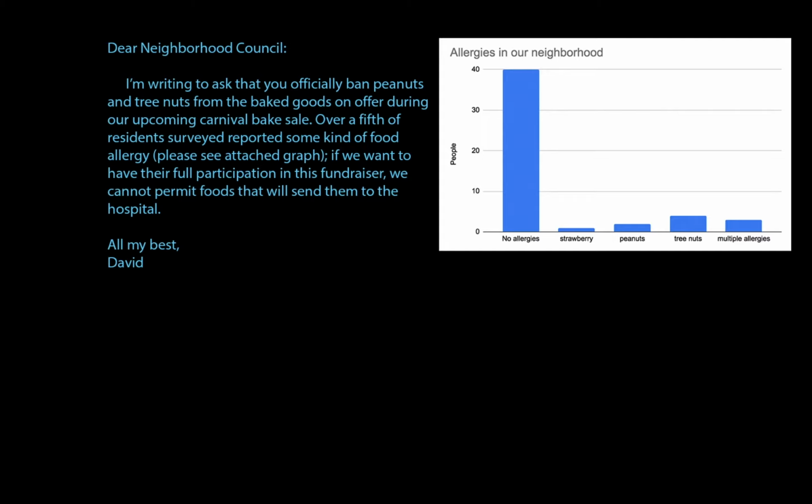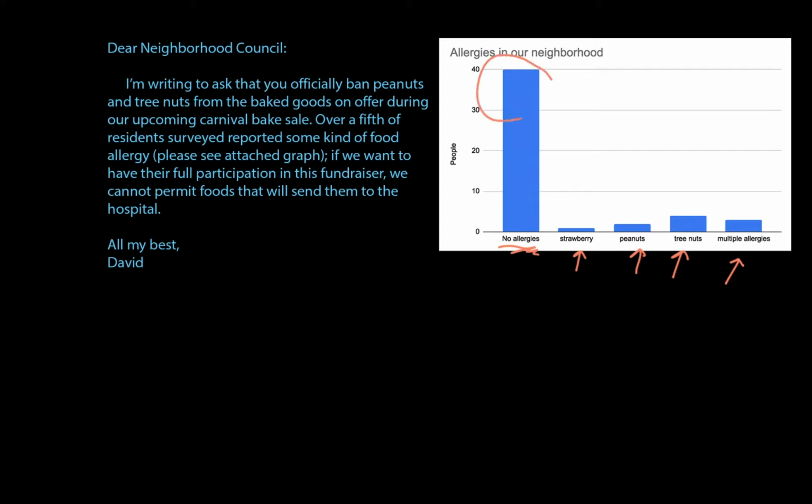Now let's take a look at that graph. These are made-up numbers in a made-up situation, but let's say I interviewed 50 of my neighbors, and 40 of them report no allergies, but 10 of them do, so we can have this bar graph that breaks down those allergies by type. One person is allergic to strawberries, 2 people are allergic to peanuts, 4 people are allergic to tree nuts like pecans or walnuts, and 3 people have multiple food allergies.